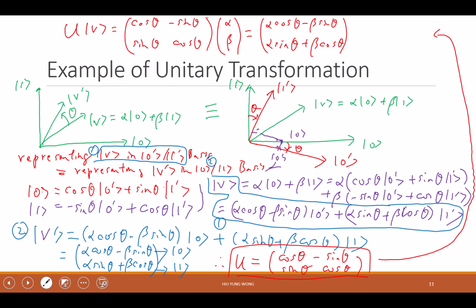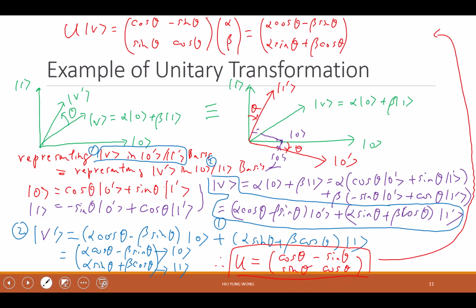How do I guess? No, I don't guess. I actually look at this. I already know that u times v equals v dash. And so I come up with this u because I see this transformation. But I just write you the answer, and then I show you again that my guess is correct.